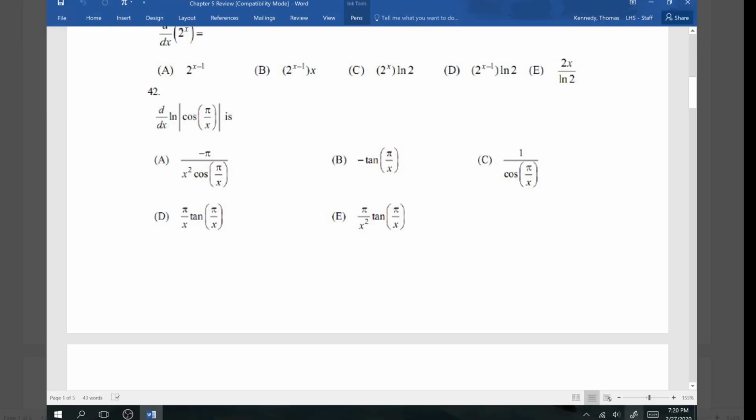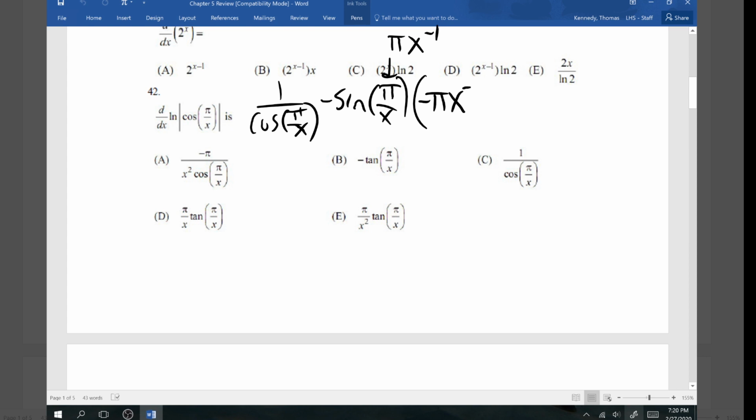All right. So for 42, we're taking the derivative of a natural log. There's no powers we get to pull out, so we just have to jump straight in. We do 1 over the inside times the derivative of the inside, which would be a negative sine of pi over x. But wait, there's more, because we have to take the derivative of pi over x for our last chain. And that's kind of annoying, so I'm going to rewrite it. It's pi x to the negative 1. So the derivative is negative pi x to the negative 2. And so this mess is our derivative.